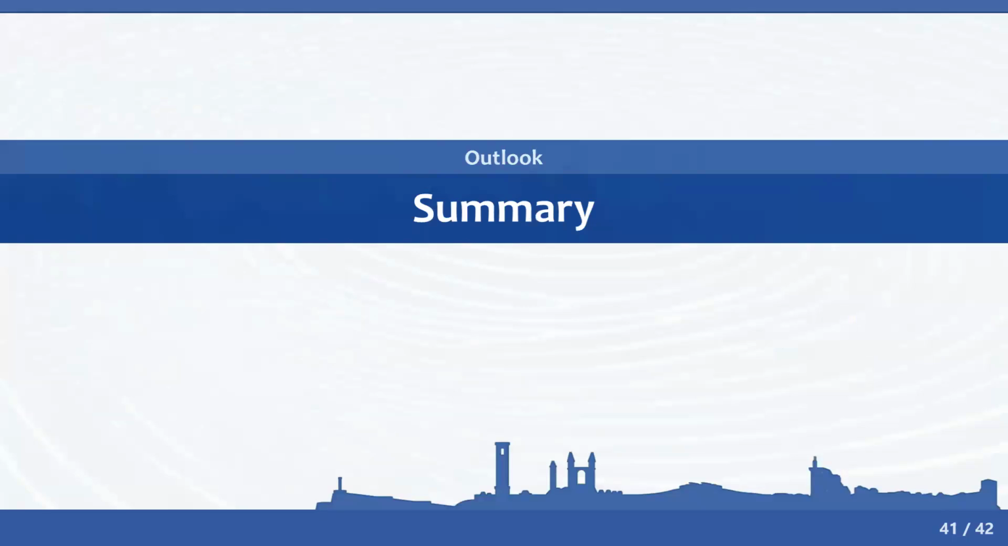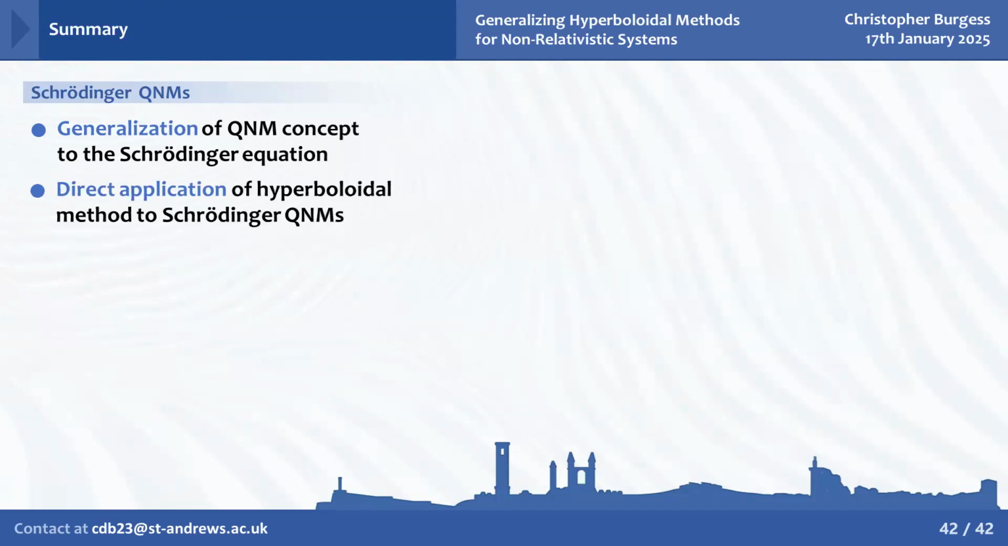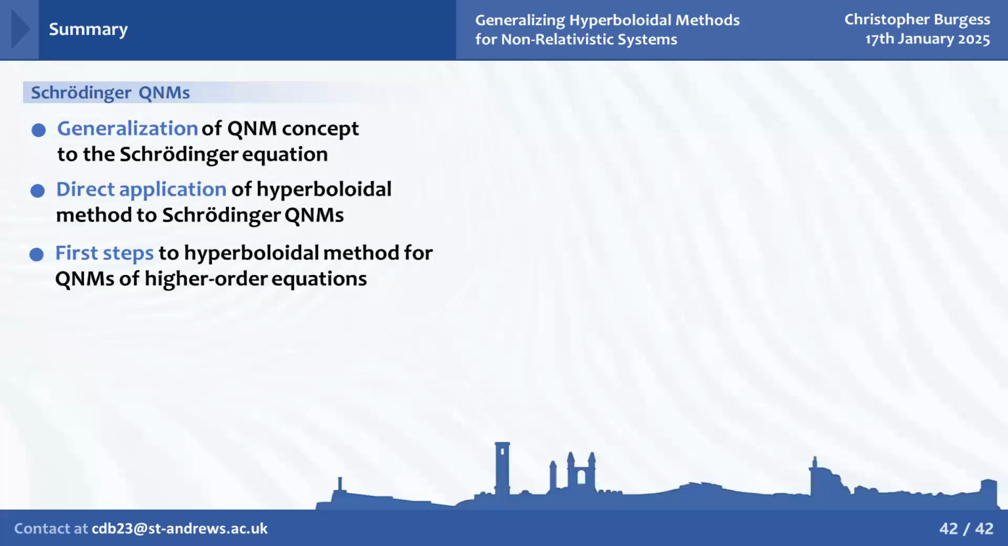So I'll move to my summary now, what we've talked about. So I talked about Schrödinger quasinormal modes. So that was a generalization of the QNM concept to the Schrödinger equation. And that involved setting up a continuity equation to impose these boundary conditions. A direct application of the hyperboloidal method. So we have this route going via the mode analogy, but we can go more directly now using this method, which involves parameterization. First steps towards doing this for higher order equations.